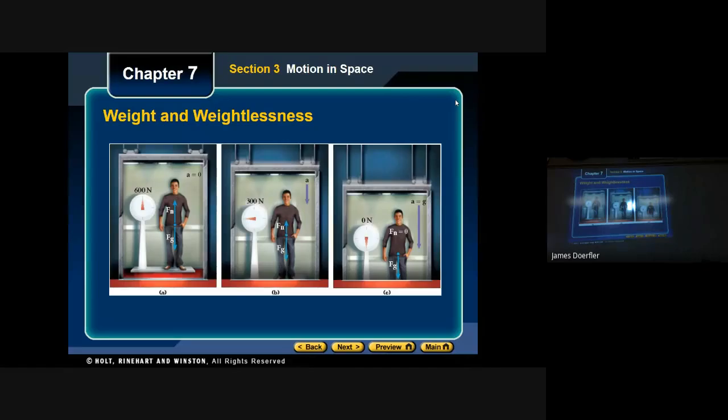You see my daughter, my wife. She's holding on for dear life. Anyway, it's an awesome ride, but it just takes that whole idea of apparent weightlessness to another step.